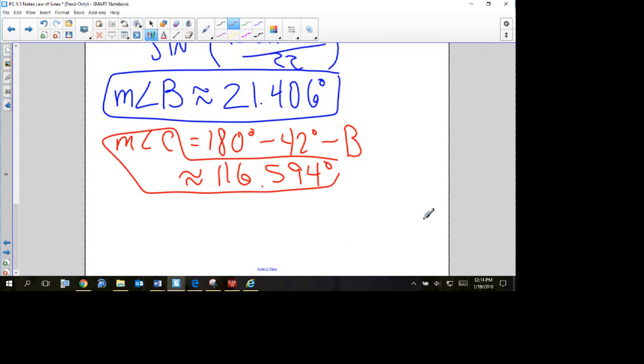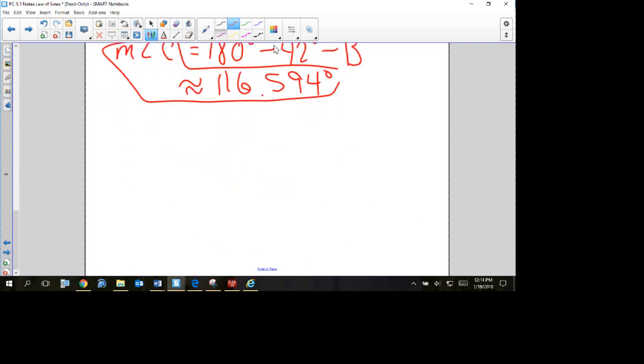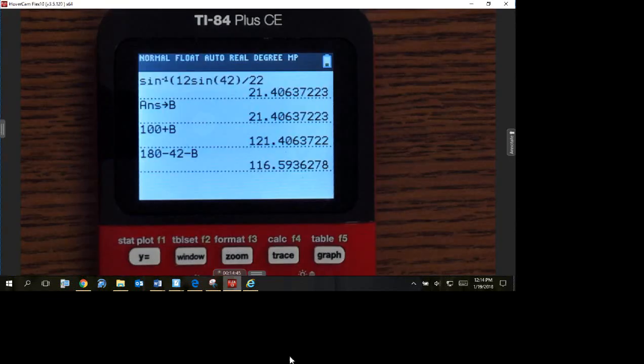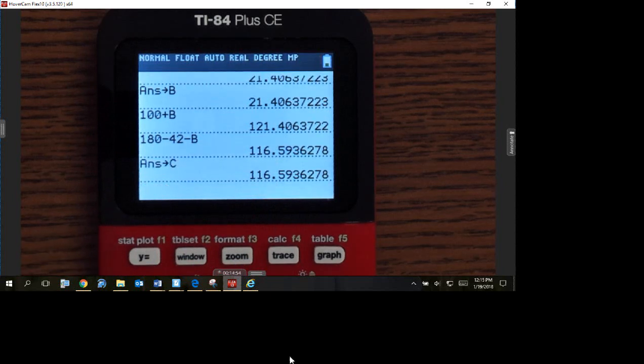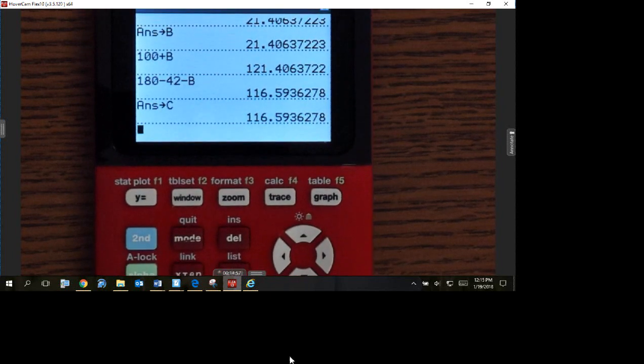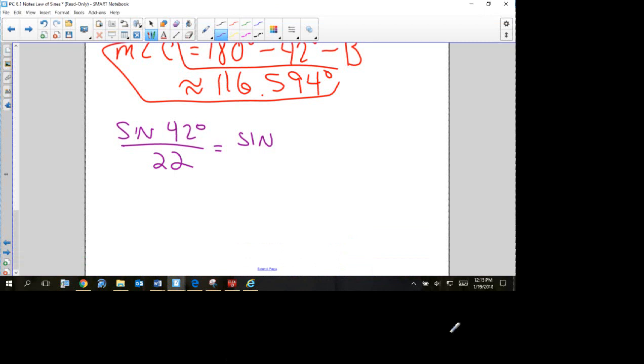Okay. Side C. So to find the side, we'll go back and use law of sines. We'll do sine of angle A over side A equals sine... Ooh, let's do this. Let's store C. Let's go store alpha C. I'll show you why in a second. Store alpha C. Now I'm going to write sine of C divided by little c, and I just don't want to retype 116.594, so I'm just writing C each time. But I will be using it on the calculator.